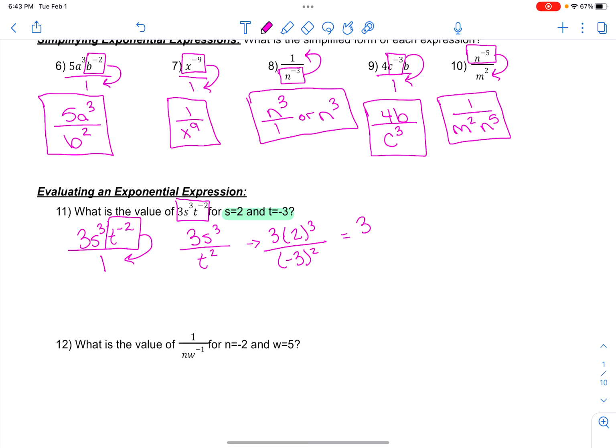So we still have this 3 up top. 2 to the third power, that's 2 times 2, which is 4. 4 times 2 is 8. And then on the bottom, we have negative 3 squared, which is positive 9. And our last step, we have to do 3 times 8, which gives us 24. And on the bottom, we still have 9.